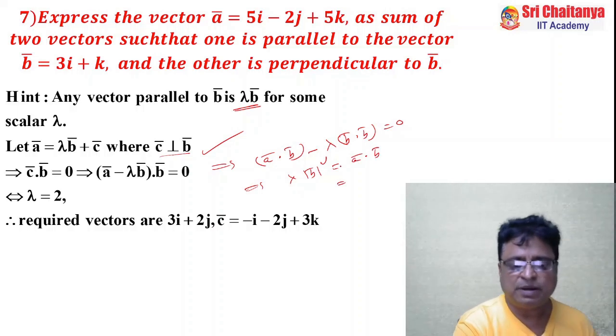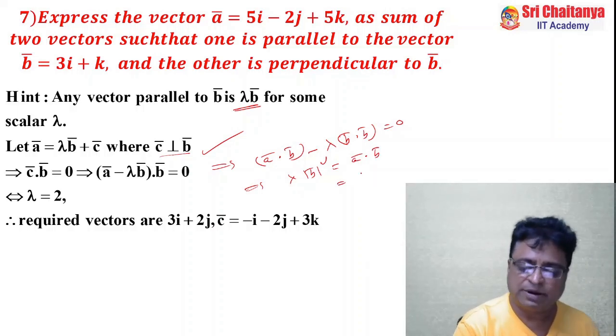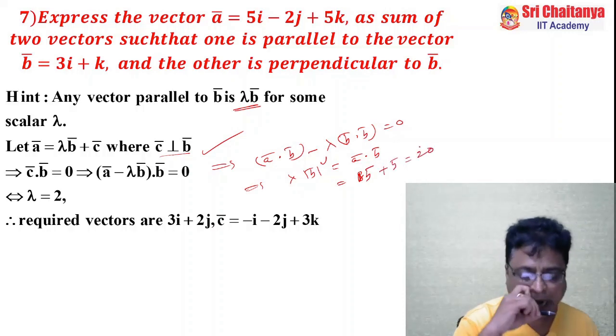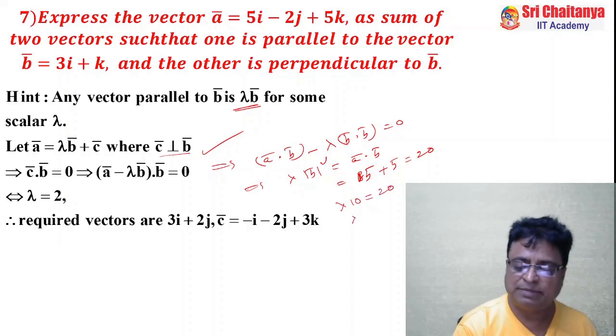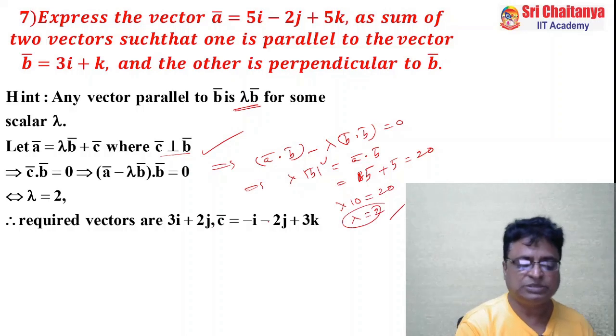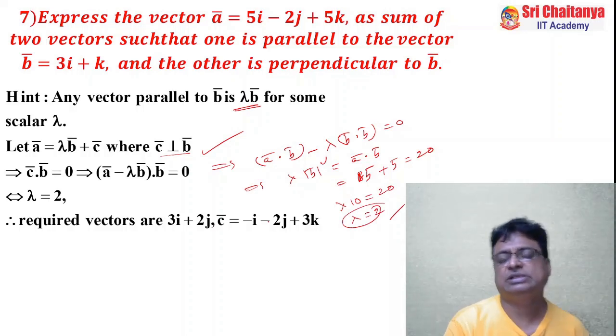What is A bar dot B bar? I know A bar and B bar. A bar dot B bar is 15, there is no j, plus 5, that is 20. And what is mod B bar square? It is 9 plus 1. That is lambda into 10 equal to 20. So lambda equal to what? 2. Simple. You simplify this. So my vectors are all like this.